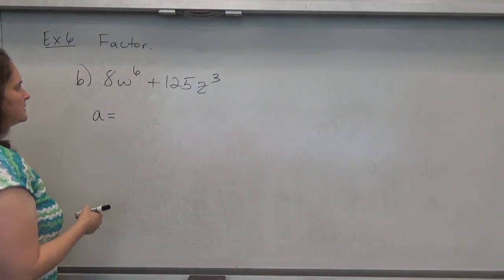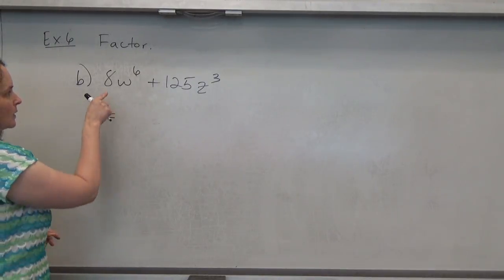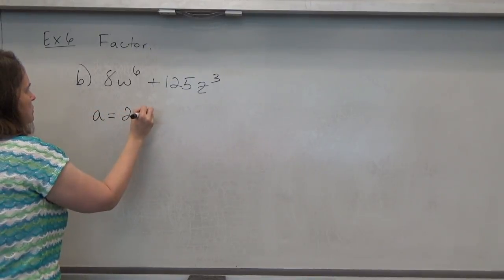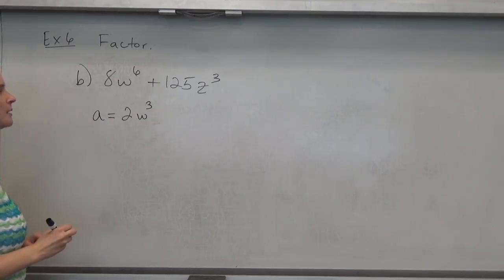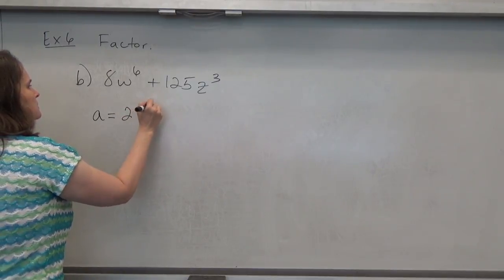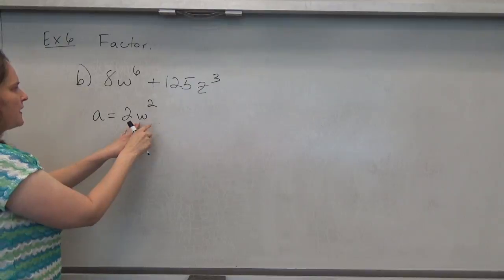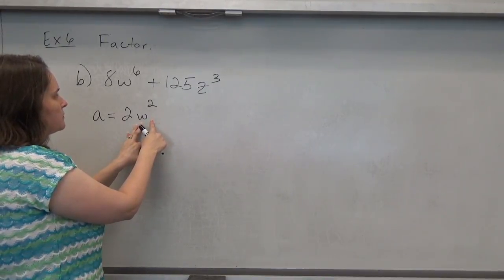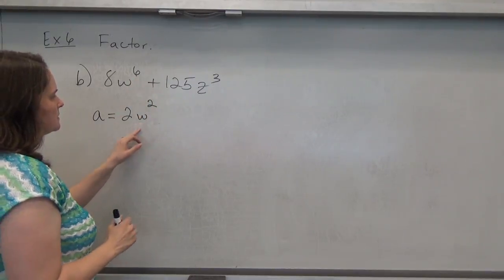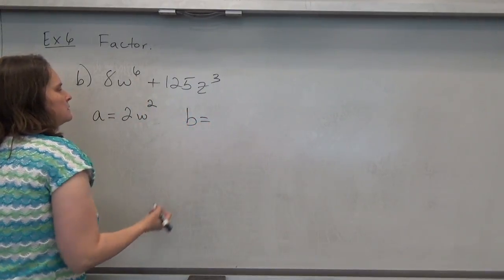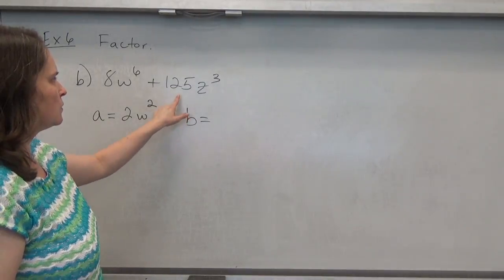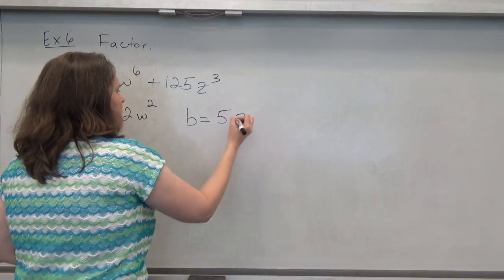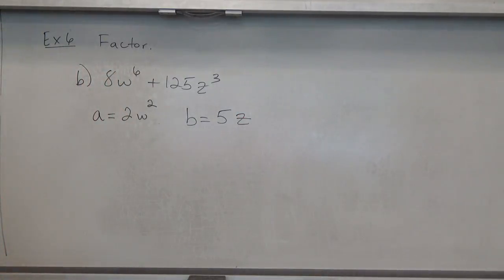What does our a need to be so that if we cube it, we get this? A needs to be 2w to the 3rd. No, I'm sorry, 2w to the 2nd. 2 to the 3rd is 8, and then if I multiply w squared by itself 3 times, that gives me w to the 6th. B, what do I cube to give me 125? I need a 5 for my coefficient, and I need a z. And now I'm ready to substitute into my formula.